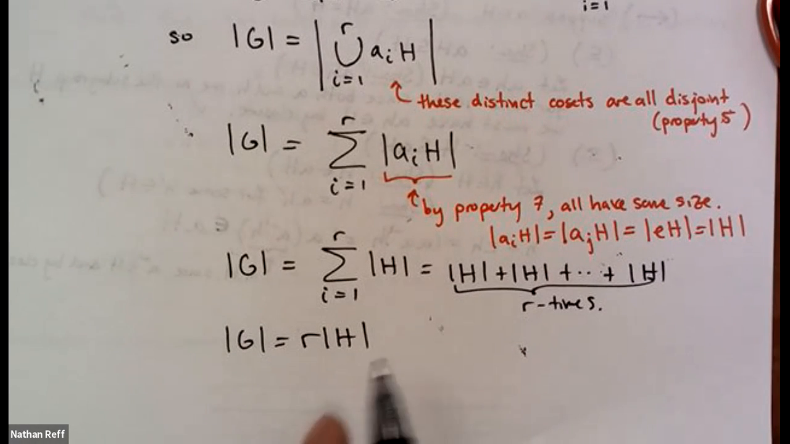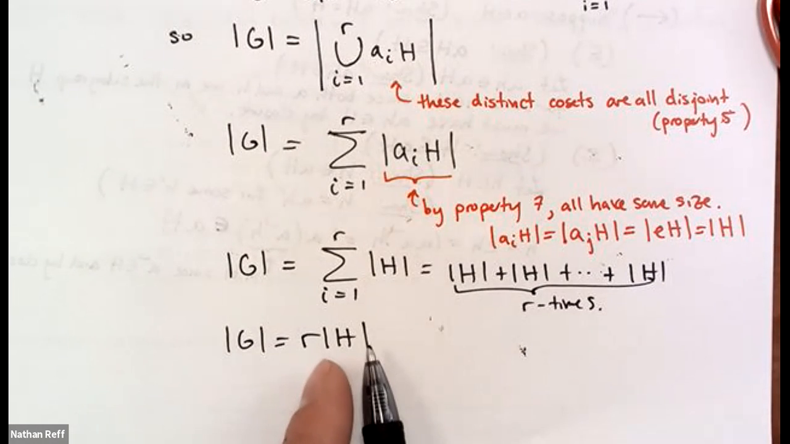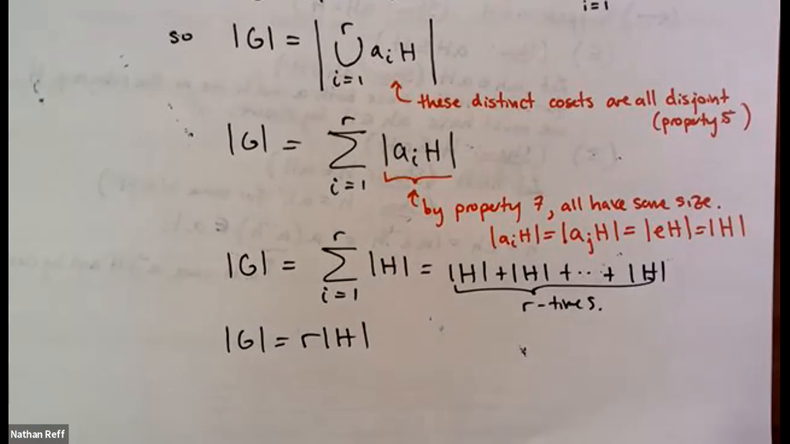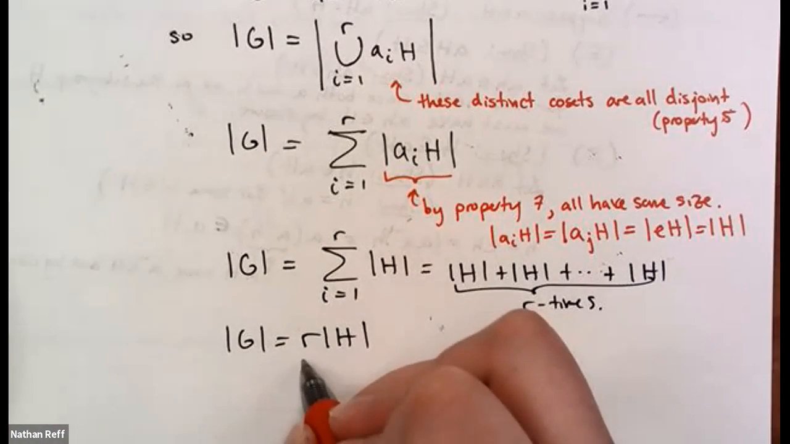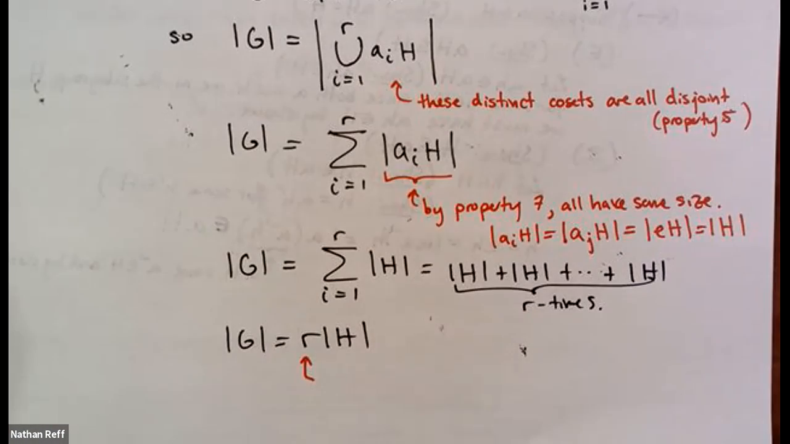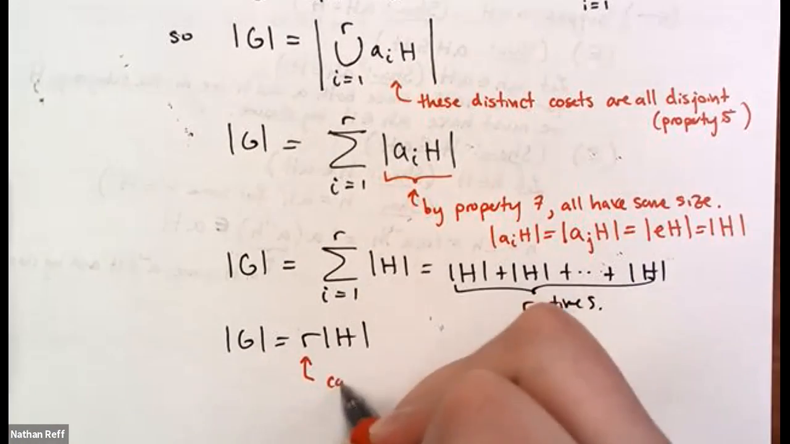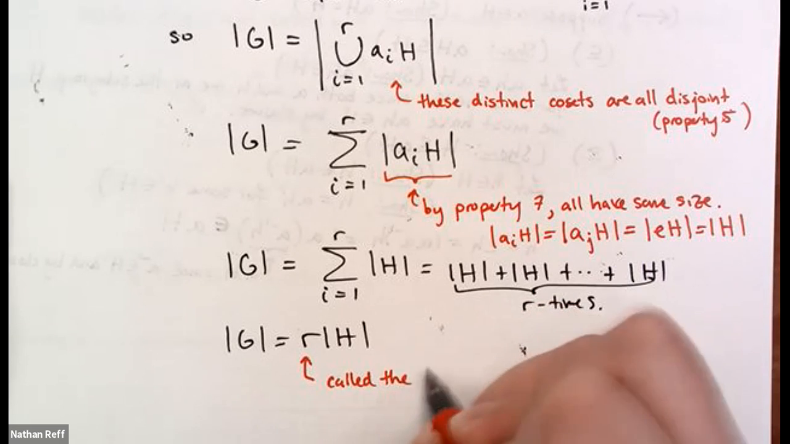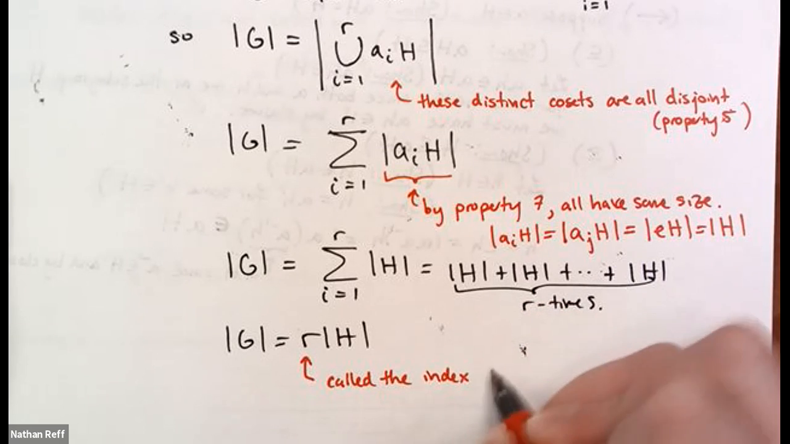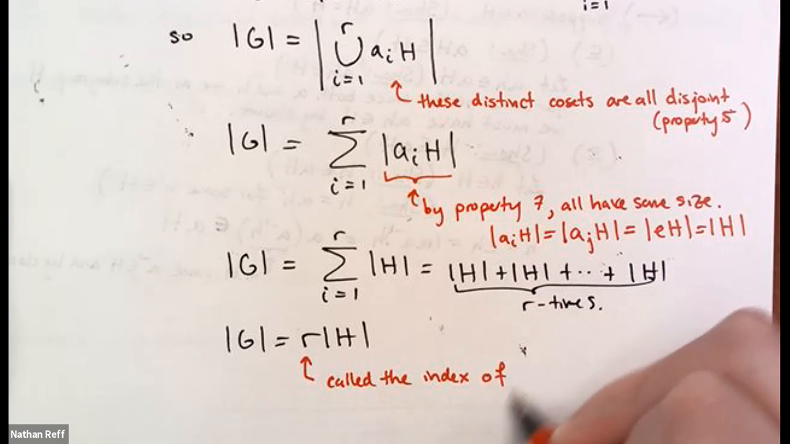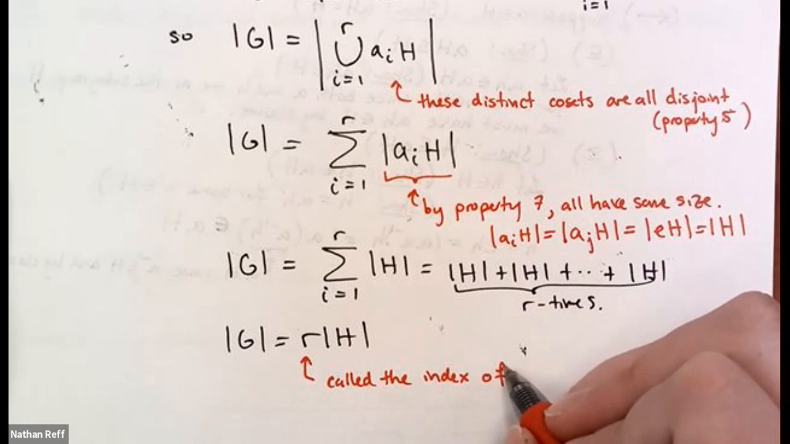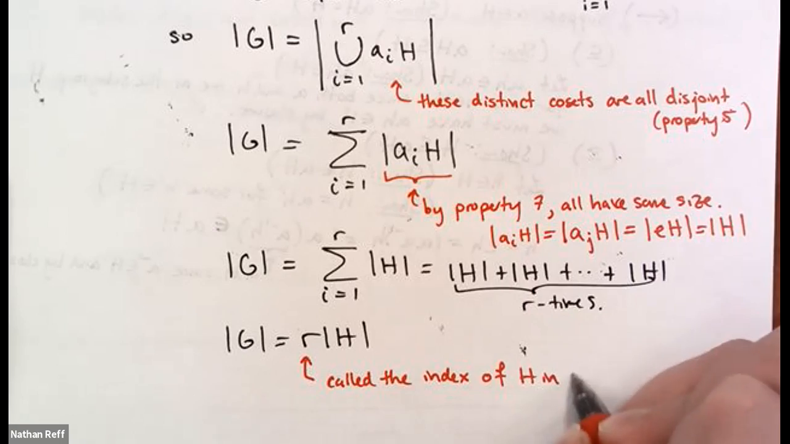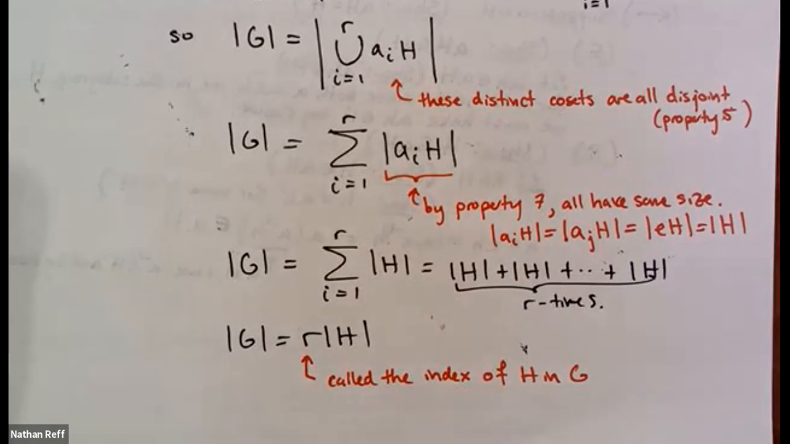Do you see that the order of H is a number that must divide the order of G, right? It's a factor, okay? And we give this thing a name. This R here is called the index of H in G. Okay.